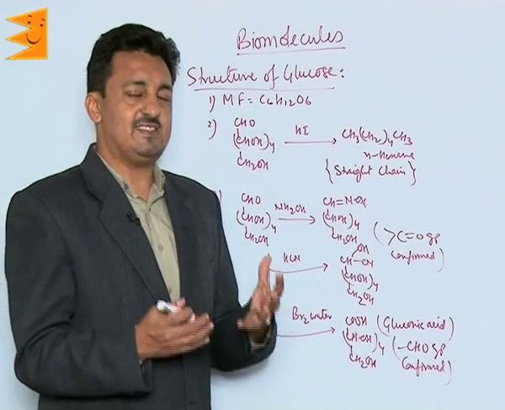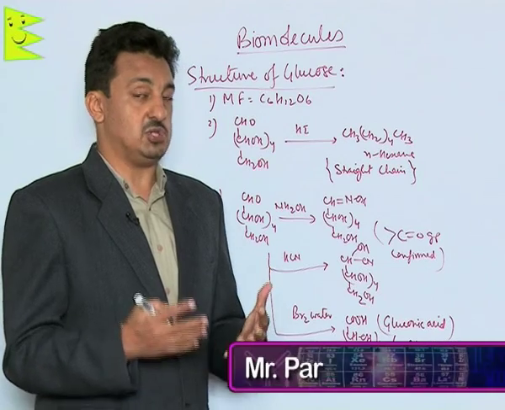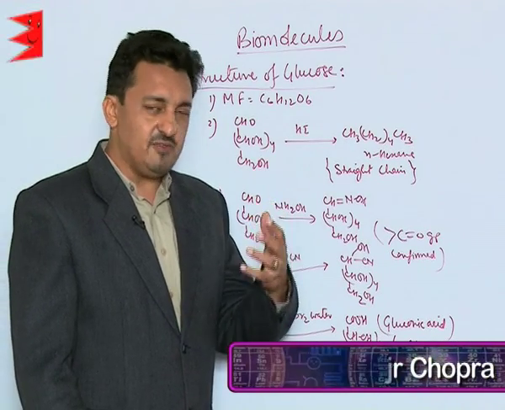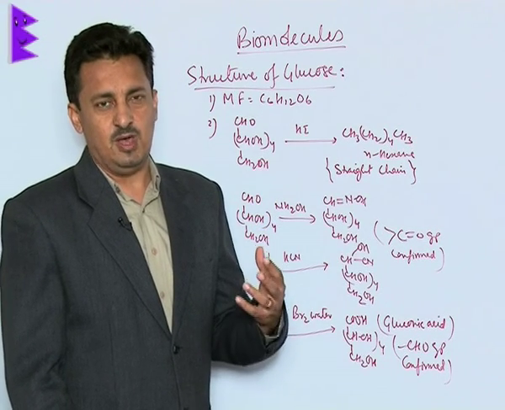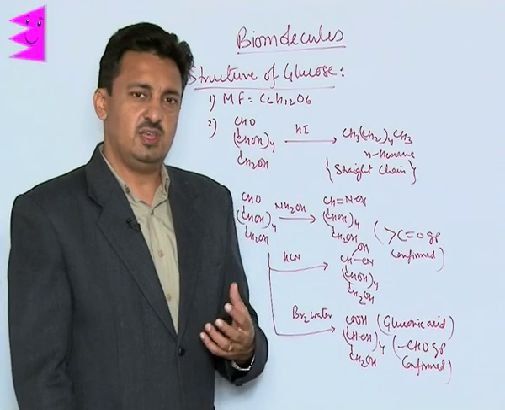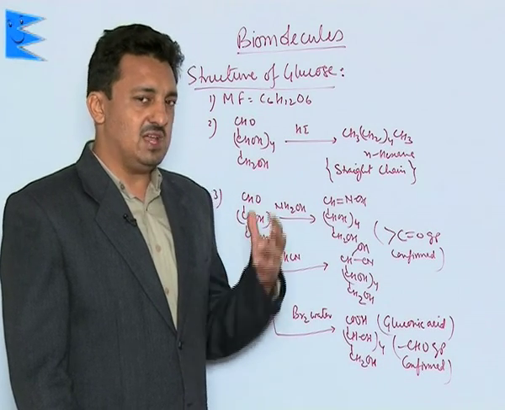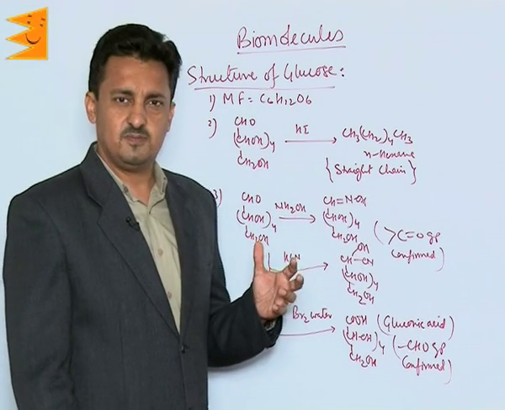Now let us understand the structure of glucose, which is also called aldose or dextrose. A lot of series of reactions are done in order to conclude that this particular biomolecule has this type of structure, and the process is called structure elucidation. The same is done here with the glucose molecule in order to confirm its structure.